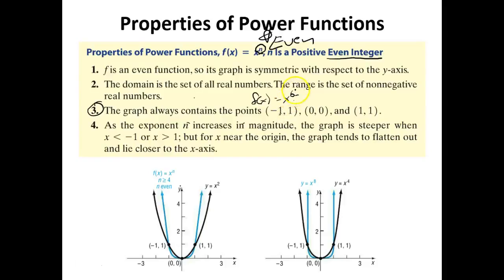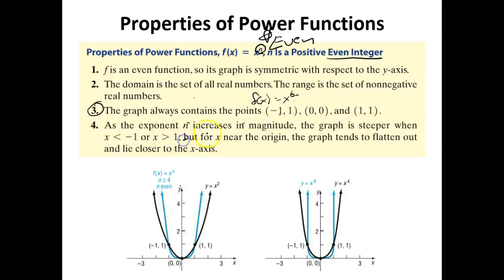Anytime we put, no matter what this number here is, as long as it's even, whenever we put -1 in and multiply -1 by itself an even number of times, we're going to get +1. If we put 0 in, we multiply 0, no matter how many times, we're going to get 0 out. Put in 1, no matter how many times we multiply it by itself, we're going to get 1 out. That's why it always contains those points.